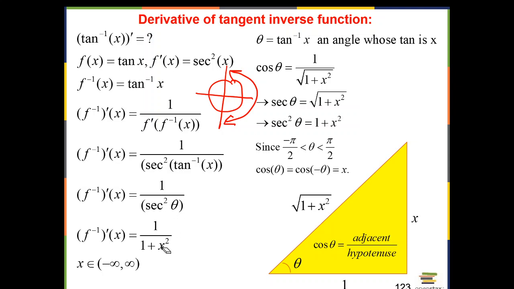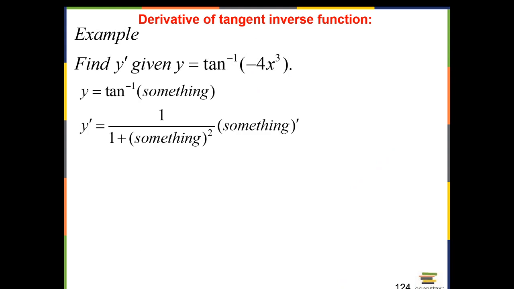So here we go. And here, there is no restriction for the domain, right? There is no restriction, so the domain of the derivative of tangent inverse is all real numbers. Okay, so we can say the derivative of tangent inverse is 1 over 1 plus x squared. The derivative of tangent inverse of something is going to be 1 over 1 plus something squared, times the derivative of something, right? So in this example, this is the something, right?